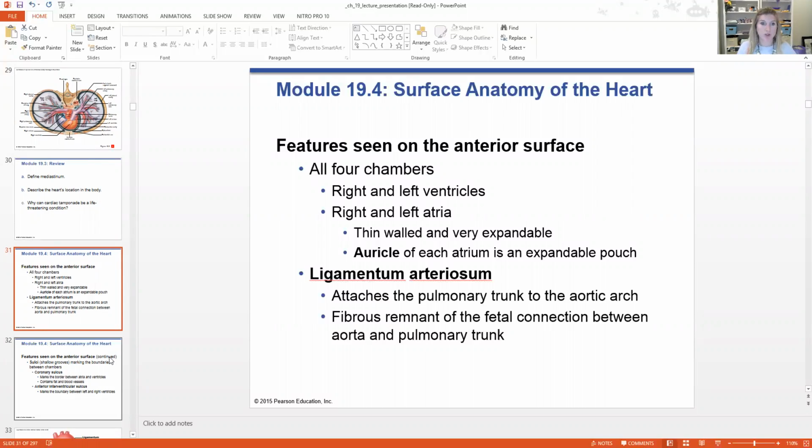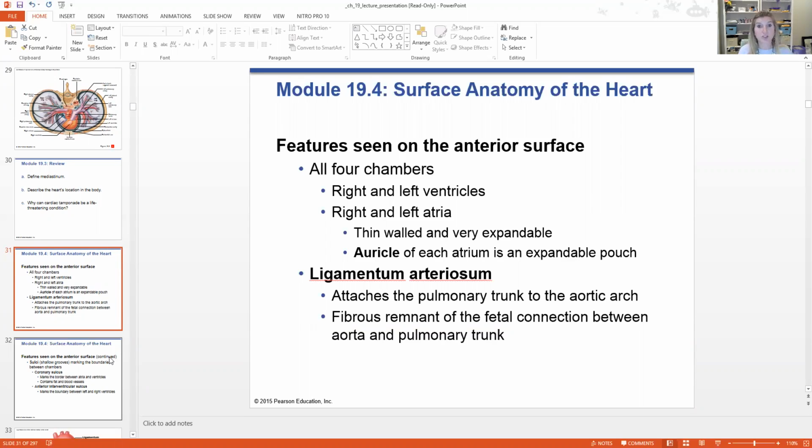sac. So let's talk about some of the surface anatomy features. Things you can see on the front of the heart, or the anterior surface of the heart. First of all, 4 chambers: right and left ventricles, right and left atria, very thin-walled, expandable atria. There's actually an auricle on each atrium to allow for expansion, just in case there's all of a sudden a rush of blood into the heart. There's an extra expandable pouch called an auricle.